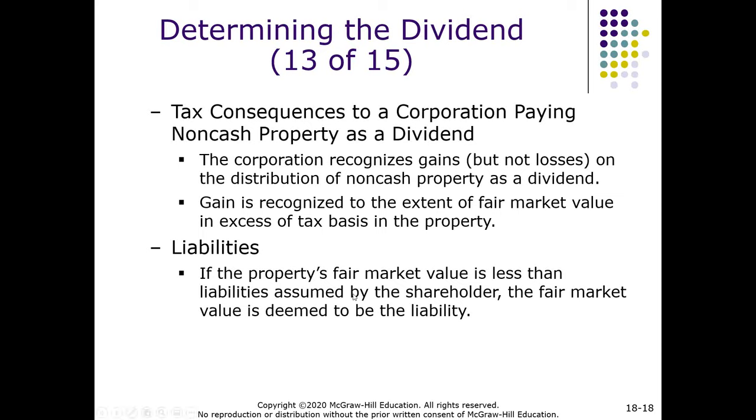So liabilities: if the property's fair market value is less than the liabilities assumed, fair market value is determined to be the liability. So for example, if I have a piece of land that I bought for, say, $100,000 and I borrowed money against it, all of a sudden we find out it's a toxic dump. Now the fair market value of that land goes from $100,000 down to $10,000. I still owe, say, $90,000 on that, and I distribute that out to the shareholder because we're going to get it off our corporate books. We're going to give it back to the shareholder who maybe originally sold it to us in the first place before they realized it was a toxic dump. The fair market value of that land is going to be the liabilities on it. So I would have to use the $90,000, even though it's only worth $10,000.